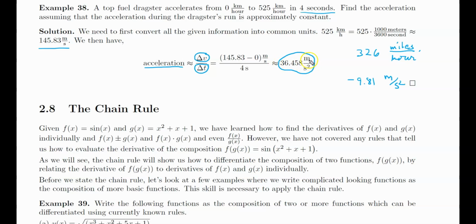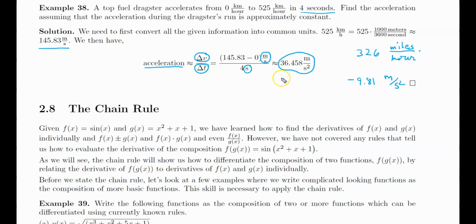Notice that the units are meters per second squared because the numerator here, that's velocity, has units of meters per second, and the denominator has units of seconds. So when you simplify this fraction, you get meters per second squared. And there you go. That's the acceleration experienced by that dragster.